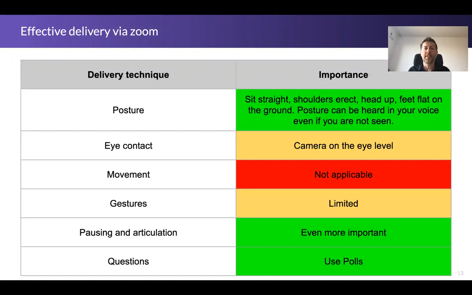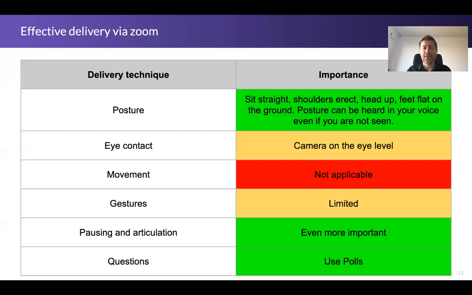So number one is posture. You can't see how I'm sitting right now, but I bet you can feel it in my voice. If I'm sitting straight, shoulders erect, head up, I will be speaking in a very different way from how I would if I was sitting in a super relaxed position. Flat feet on the ground help you gesture in a more convincing way.